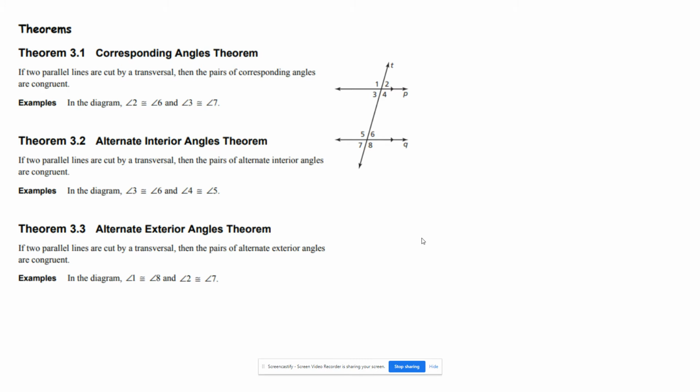So far, we've learned about our special angle pairs, and we've learned that if the lines are parallel, like they are in this picture, line P and Q, there are some things that are true about our angle pairs. So if the lines are parallel, we have our corresponding angles theorem that's true, our alternate interior angles theorem, and our alternate exterior angles theorem.